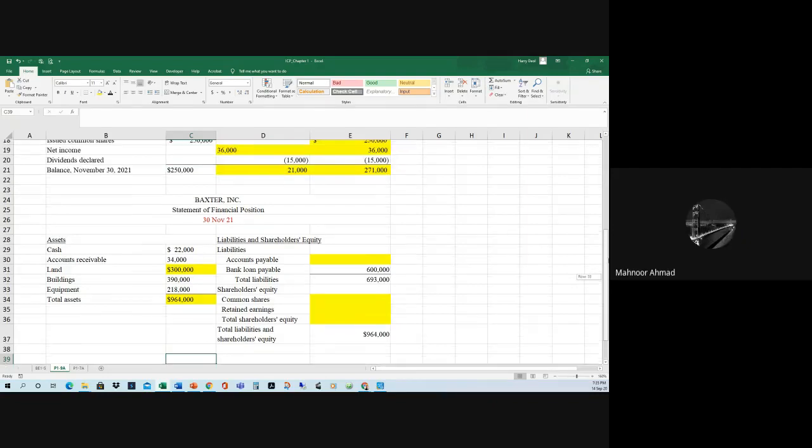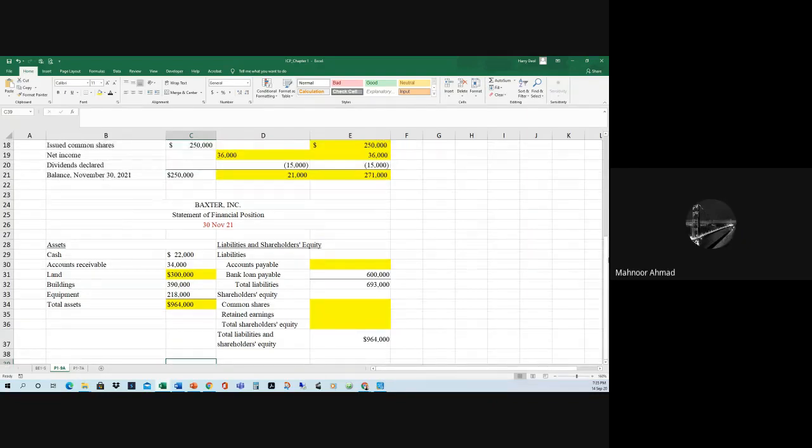For the accounts payable, you would most likely take the total liabilities and subtract it from the bank loan payable. Perfect. And it has to make mathematical sense. So if our accounts payable liability was 93,000 and our bank loan payable is 600,000, then it makes perfect sense that our total liability is 693,000.